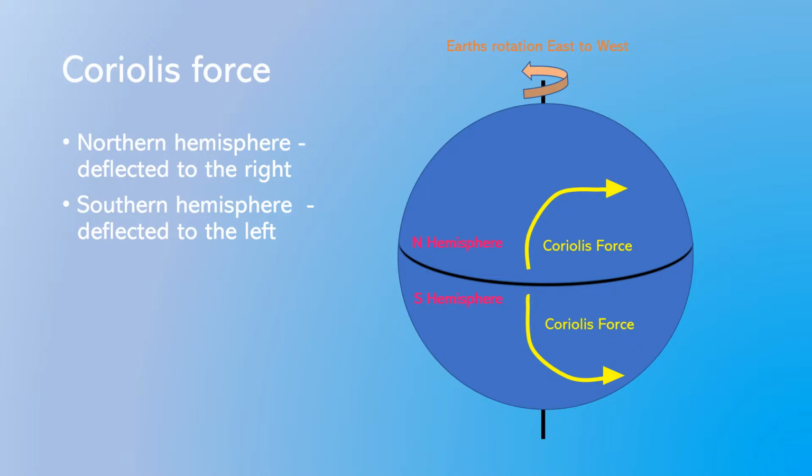Coriolis is an inertial force caused by the rotation of the Earth, where objects in motion appear to be deflected off their intended path. In the northern hemisphere, objects are deflected to the right, and in the southern hemisphere, objects are deflected to the left.